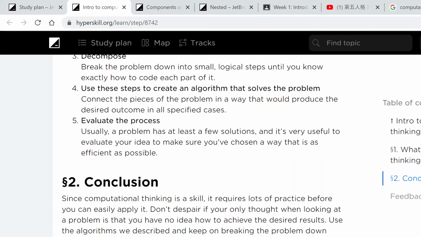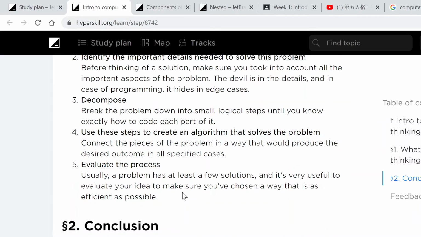Since computational thinking is a skill, it requires lots of practice before you can easily apply it. When looking at a problem where you don't know how to achieve the result, use the algorithms and keep on breaking the problem down. You should keep trying this in real life. When facing problems, this is a very useful and effective skill.